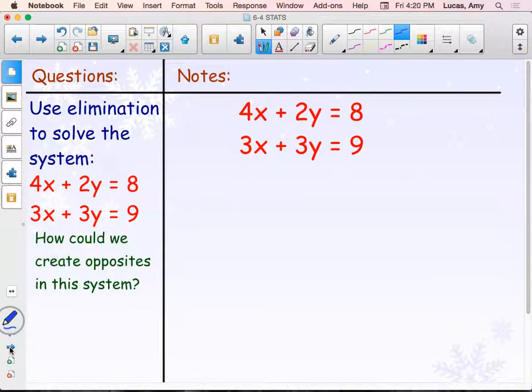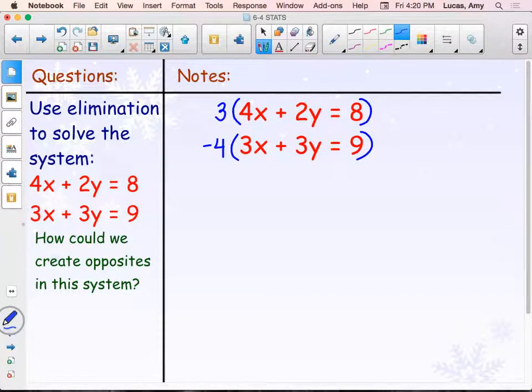Okay, my third example here. 4x and 3x. 2y and 3y. These coefficients do not have anything in common. So I'm going to need to change both of them to get my opposites. It doesn't matter which one you change, whether you eliminate the x's or the y's. I'm going to eliminate the x's. So coefficients of 4 and 3. 4 and 3 are both factors of the number 12. So I am going to multiply by 3 on the top equation to give me 12x, and then negative 4 on the bottom one to give me negative 12x.